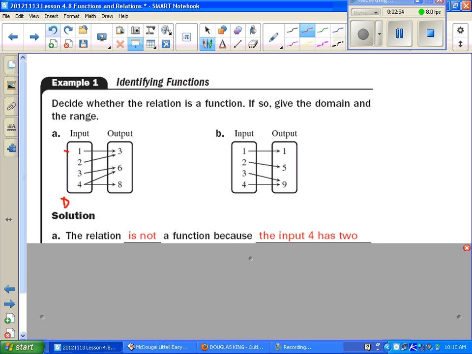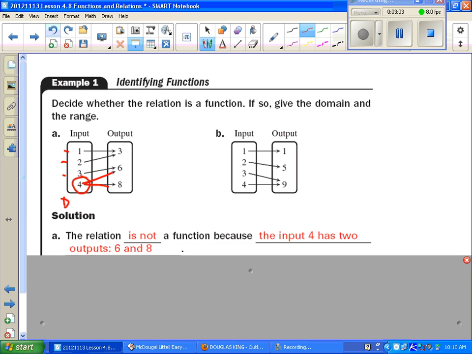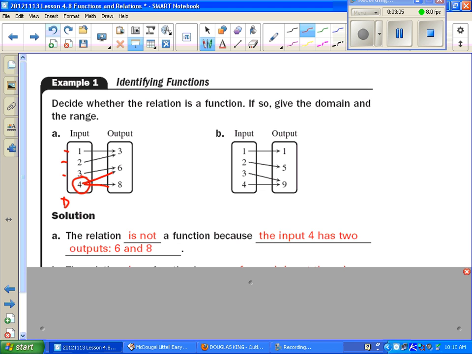Notice number 1 is you check them. Number 1's good. It only got one arrow. 2's good. 3's good. They each have one arrow. When you look at number 4, though, it has 2 arrows leaving it. That's why that one is not a function. Input 4 has 2 outputs, 6 and 8. That means when you would work that equation, when you'd plug the number 4 in place of x, you're not going to get 2 different values. You only get one.